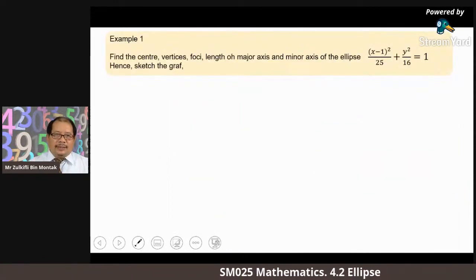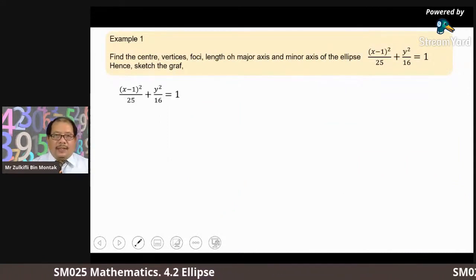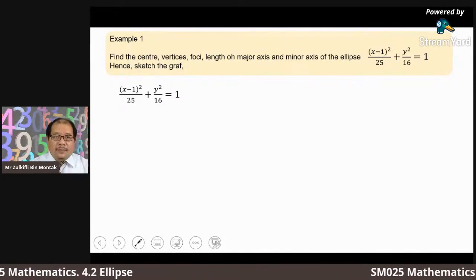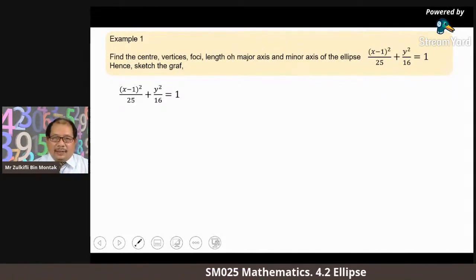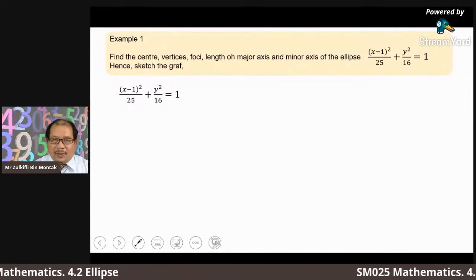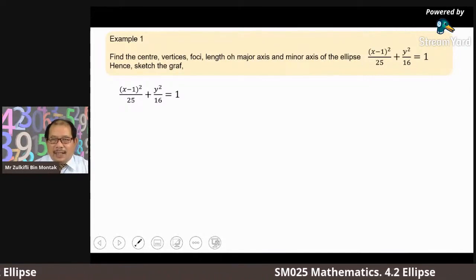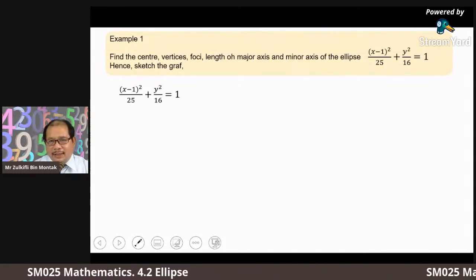Okay, now we go to example 1. Find the center, vertices, foci, length of major axis and minor axis of the ellipse (x minus 1) squared over 25 plus y squared over 16 equals 1.